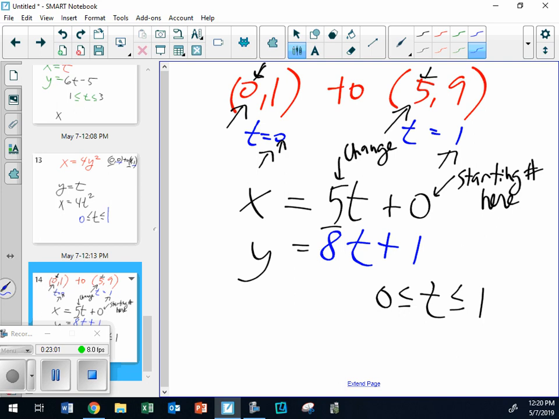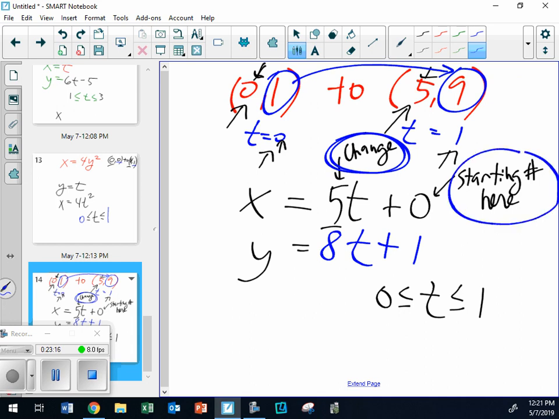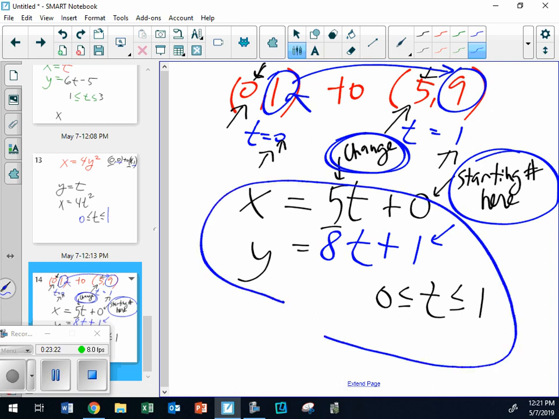Explain how you could prove it if the kid was like, I don't think that's right. The difference, how much the change was, you mean? Change? I agree. The starting number goes here, and that was the starting number. Very good. Okay, do you get how we wrote a parametric?